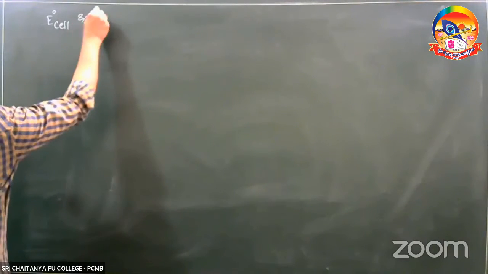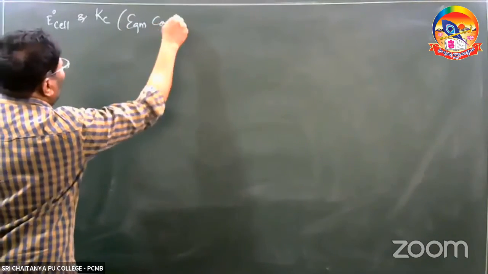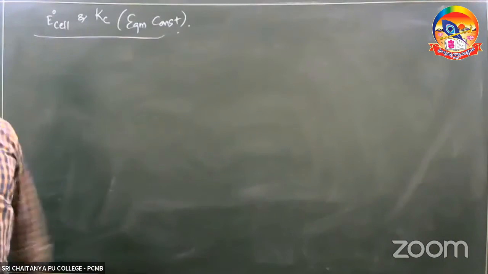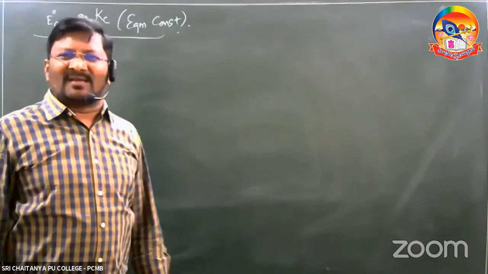The next one. E naught cell and Kc. What is Kc? Equilibrium constant. E naught cell and Kc. Okay, so now let me derive an expression for this. Kc, equilibrium constant, we studied in the first year chemical equilibrium lesson. There we have studied Kc. Okay, let us take that.